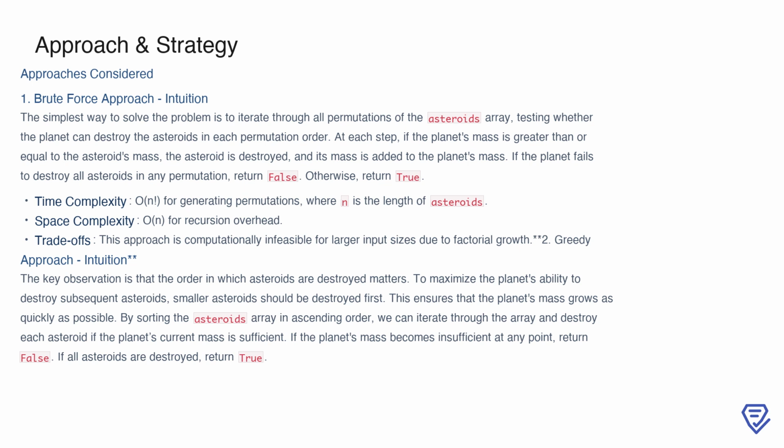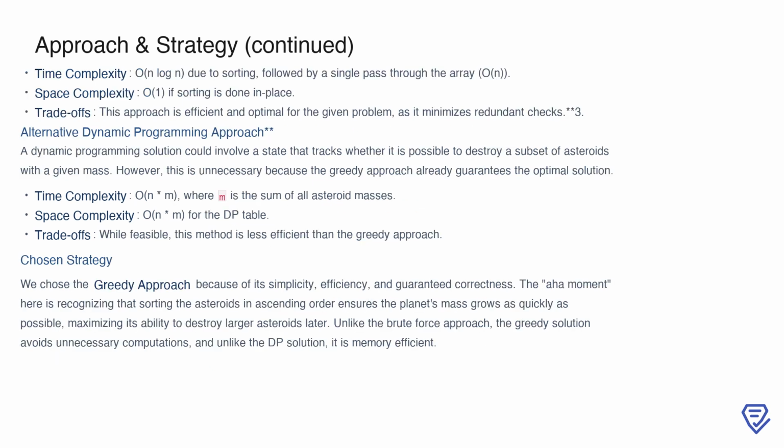If the planet's mass becomes insufficient at any point, we can immediately return false. Otherwise, if all asteroids are destroyed, we return true. This strategy avoids the exponential cost of the brute force method by eliminating unnecessary permutations. The greedy approach stands out for its efficiency.